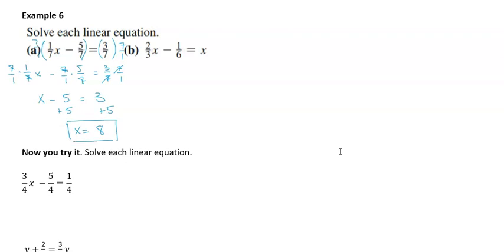All right, the next one we're going to look at is 2/3 x minus 1/6 equals x. So what is the least common denominator there? And that one is 6. So times 6 and times 6. So we get 6 over 1 times 2/3 x minus 6 over 1 times 1/6 equals 6 times x, which is just 6x.